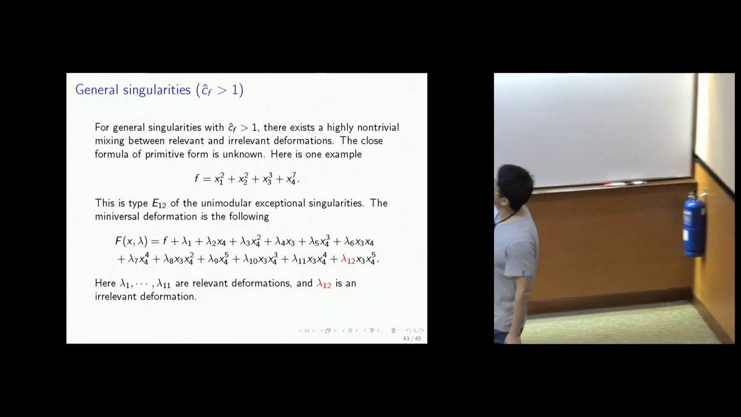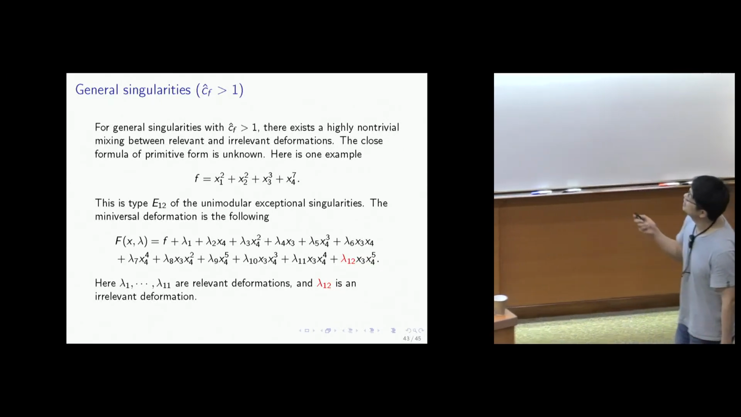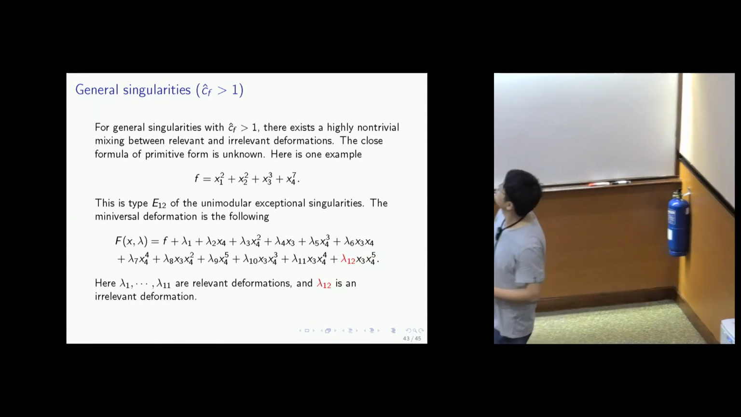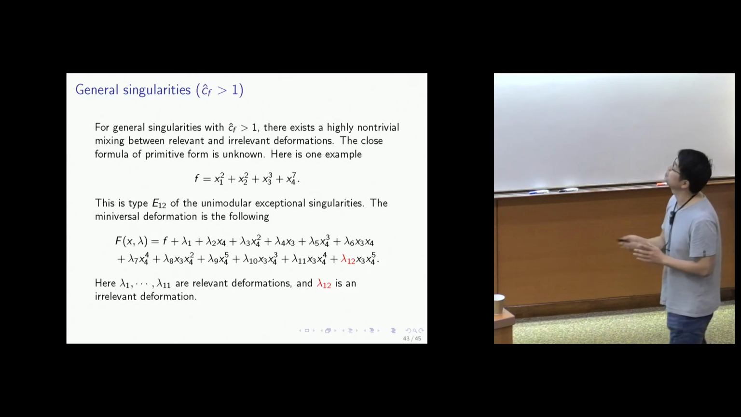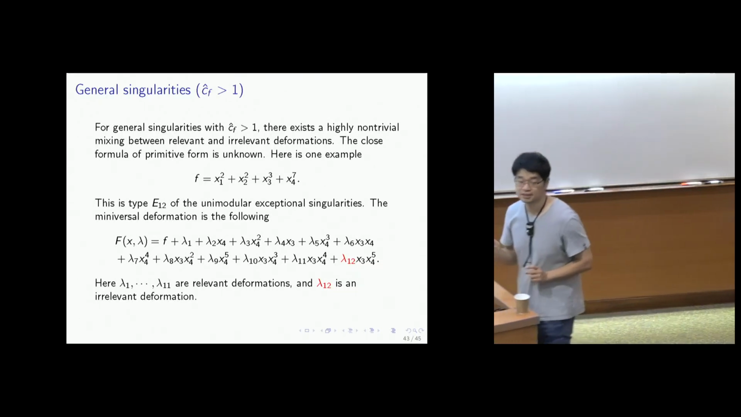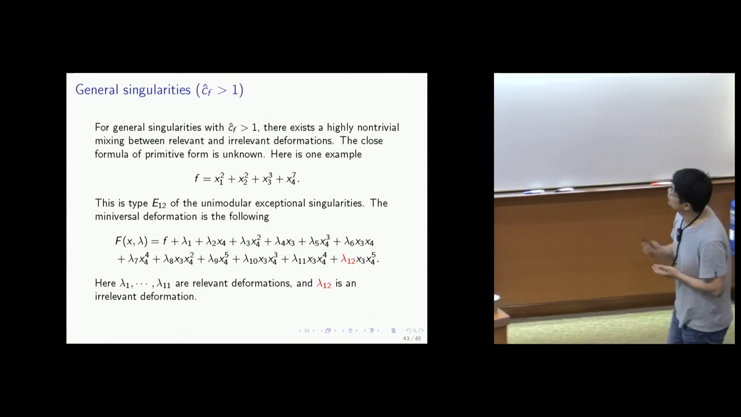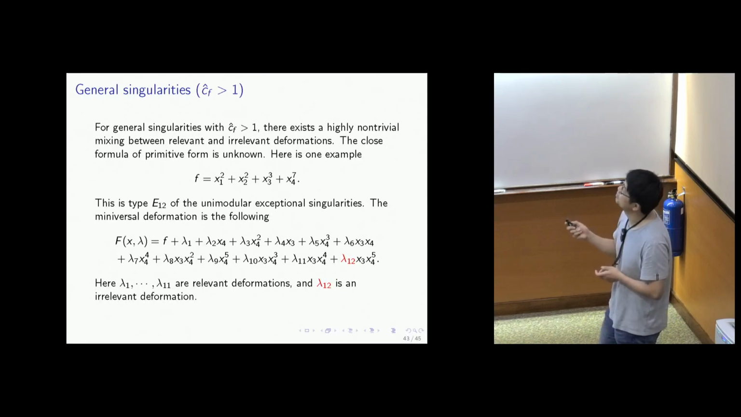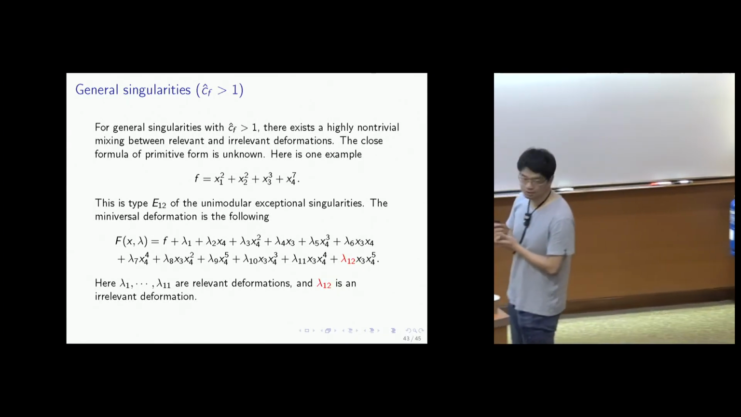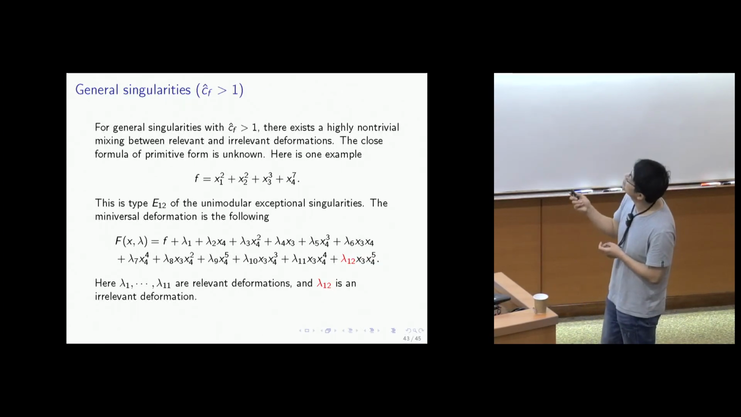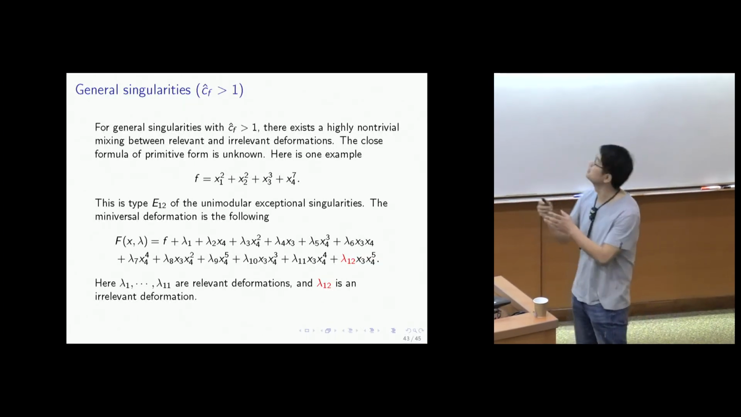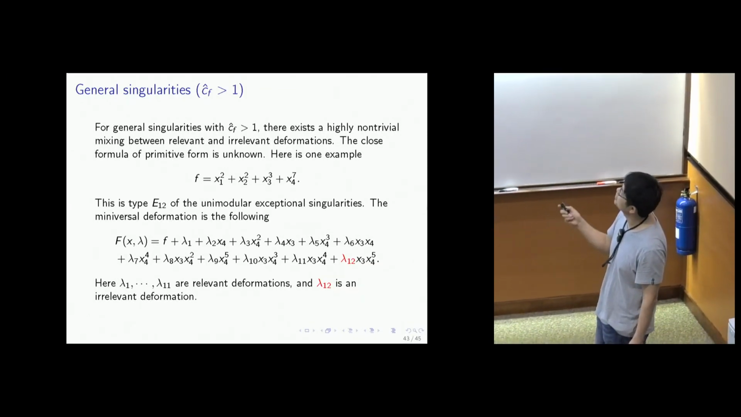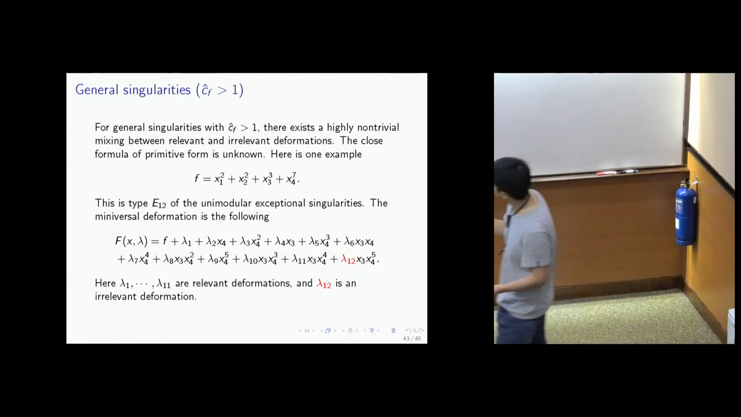Finally, here is another, more general example. This is a case when the central charge is bigger than 1. So there is a highly non-trivial mixing between these relevant and irrelevant deformations. And actually, so far, we don't know a closed formula for the primitive form in general for this case. But we have an algorithm to compute what it looks like asymptotically. So here I give you one example. This is type E12 of the unimodular exceptional singularities. Again, because of these two terms, this example can be reduced to the curve case. The universal deformation is described by this part. They have 12 deformations, and this one is special, it's an irrelevant deformation.